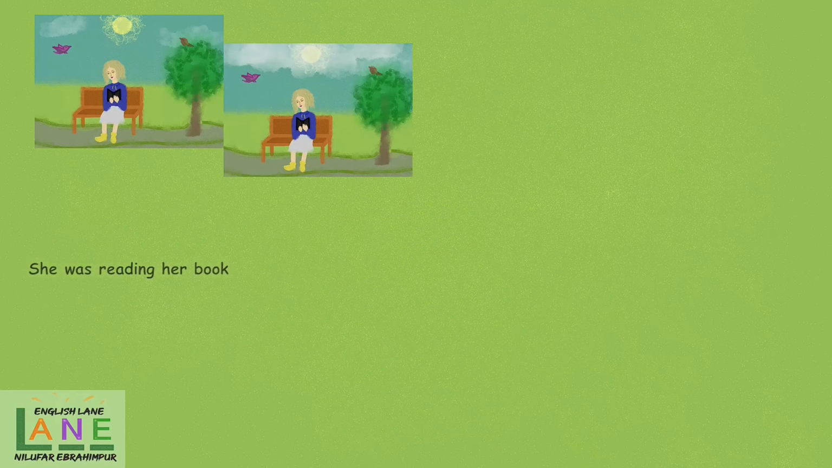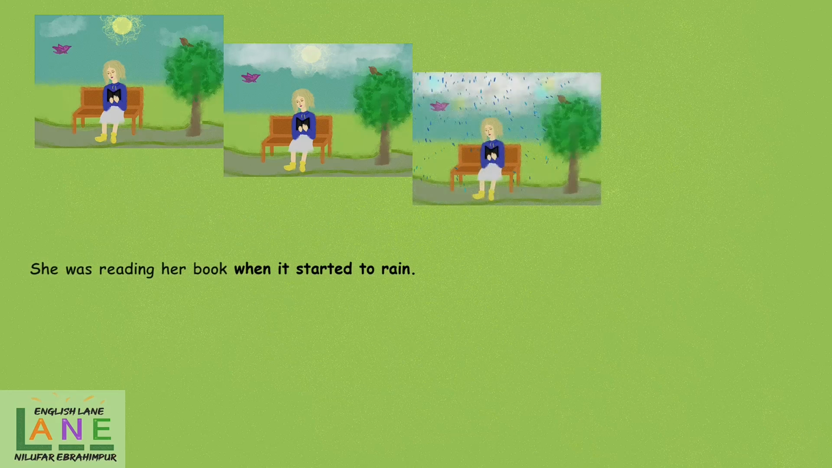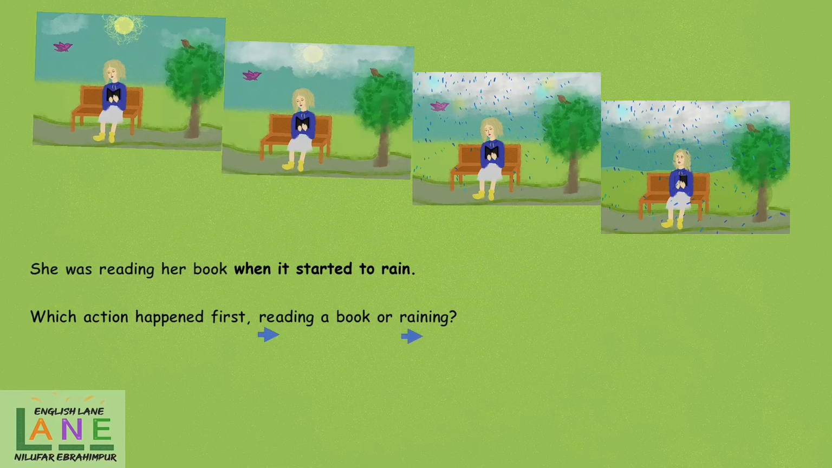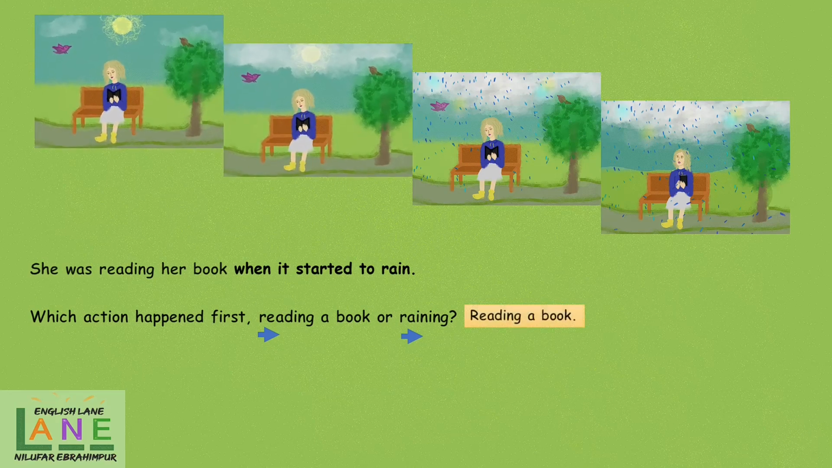She was reading her book. Reading, reading, reading, continuous action. When it started to rain. Suddenly it started to rain. Which action happened first? Reading a book or raining? Reading a book. This happened first.